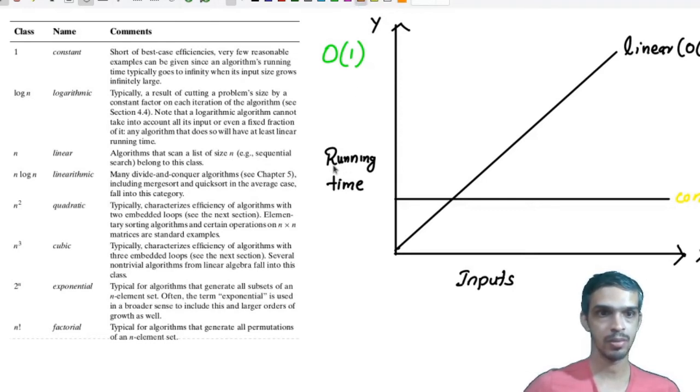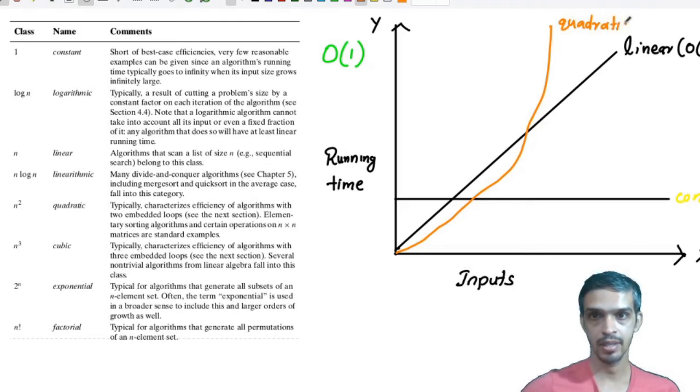Then another important one is quadratic. Quadratic means it increases faster. So it will be something like order of n square. So you can draw it like this. Quadratic, or order of n square. So you can see that linear is better than quadratic with increase in inputs.